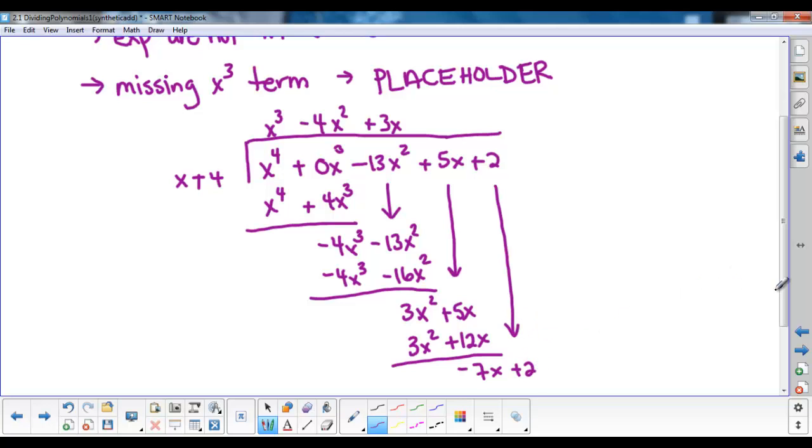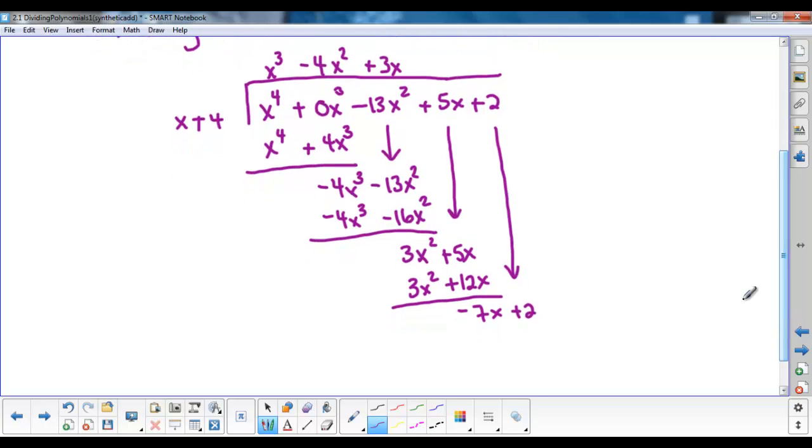X multiplied by negative 7 will give us negative 7x. And we multiply. Negative 7 times x and negative 7 times 4. To take away negative 28 gives us positive 30 for our remainder.